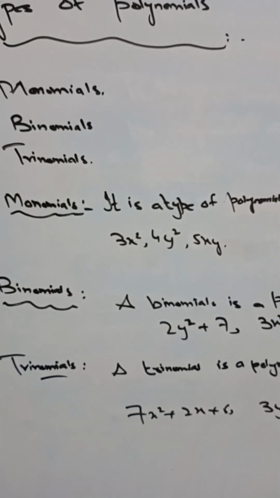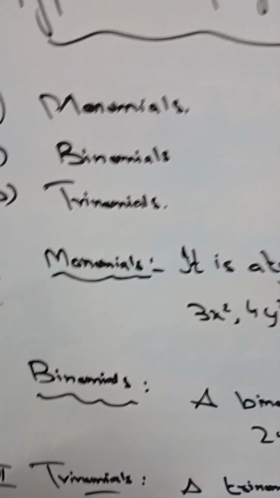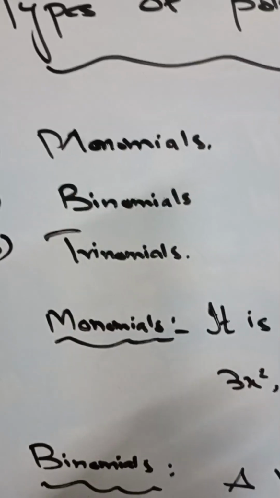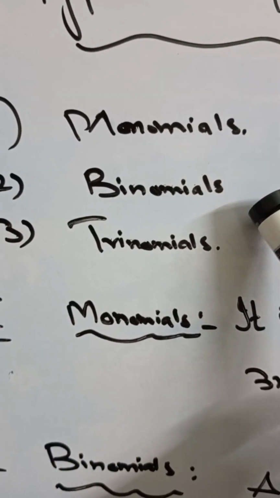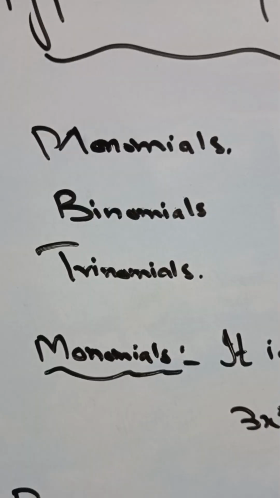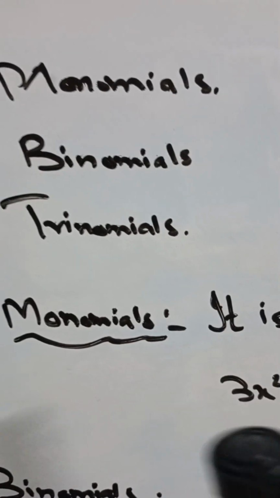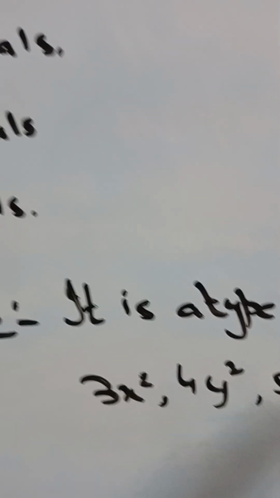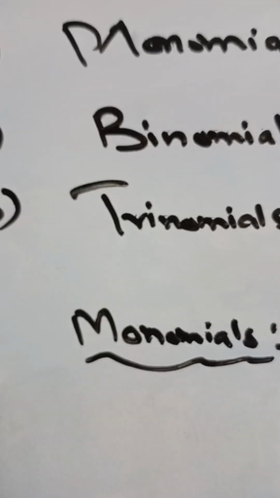Types of polynomials. So let's begin. Polynomials have three types: monomials, binomials, and trinomials. What are monomials? It is a type of polynomial having a single term. For example, 3x², 4y², 5xy. I hope it's clear. Having a single term is called a monomial.